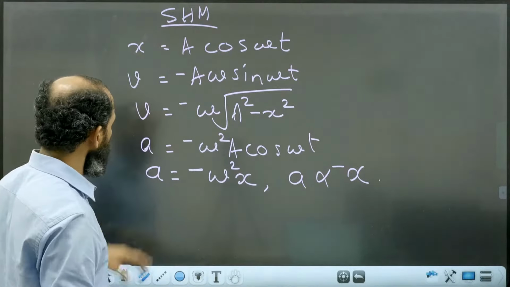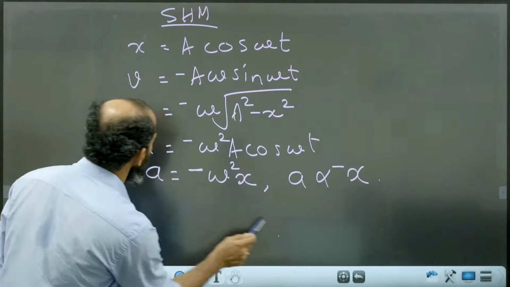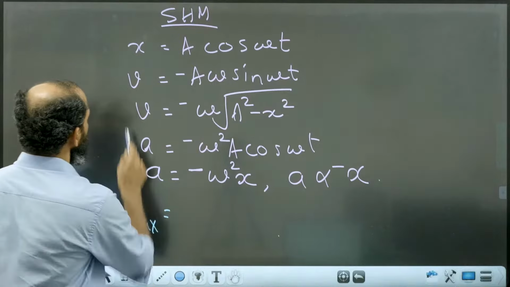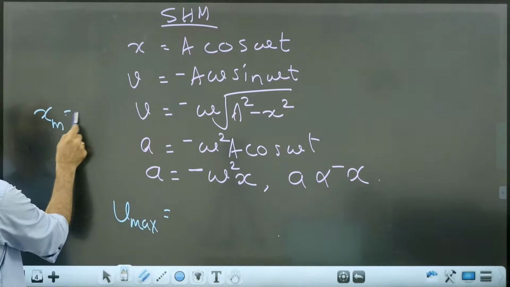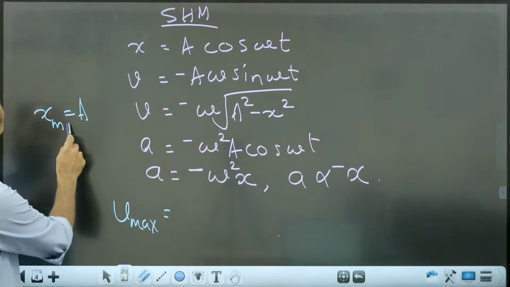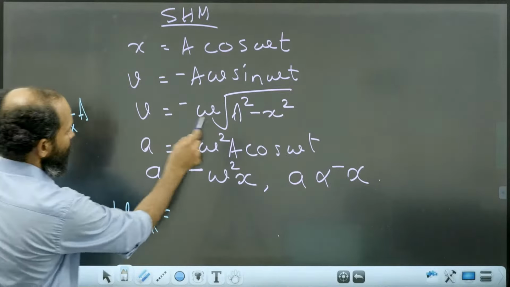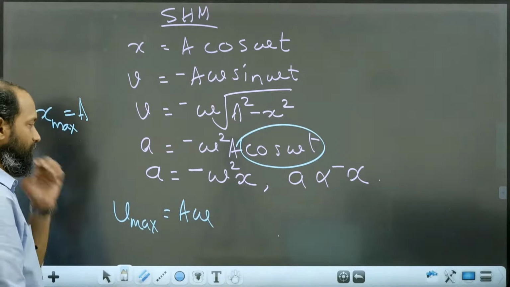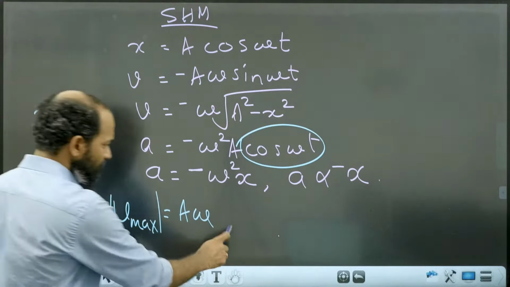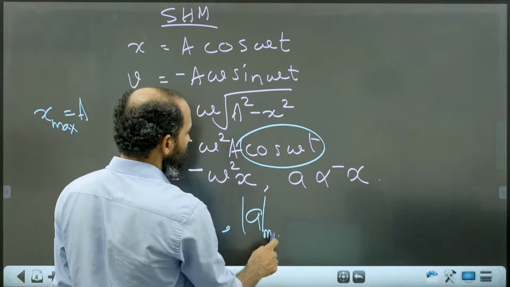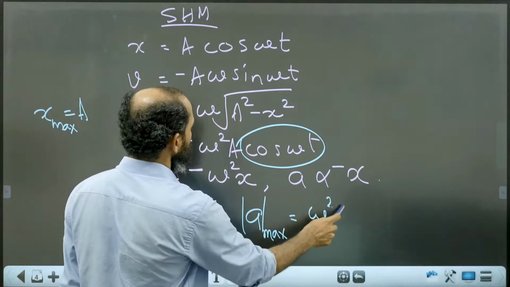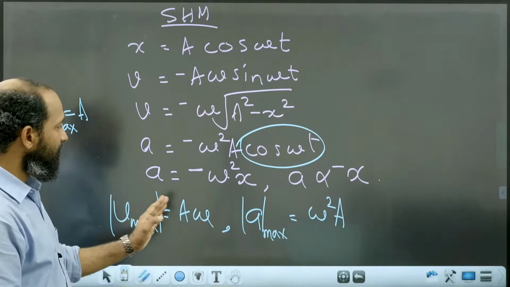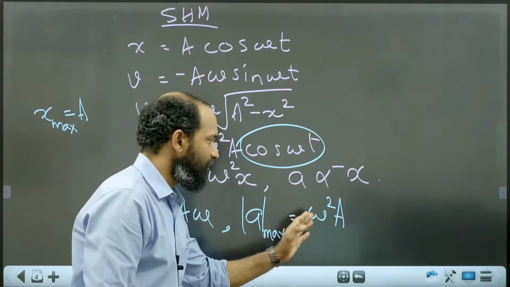Okay, from all these equations, let us conclude. What is the maximum velocity during oscillation? The maximum of position, x maximum, is equal to a. Similarly, what is v maximum? v maximum can be written as a omega when cos omega t equal to 1. Similarly, the modulus of the maximum acceleration is omega square into a. So maximum velocity is a omega, maximum acceleration is a omega square.